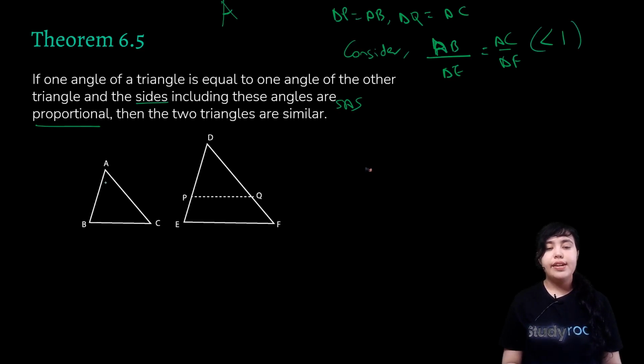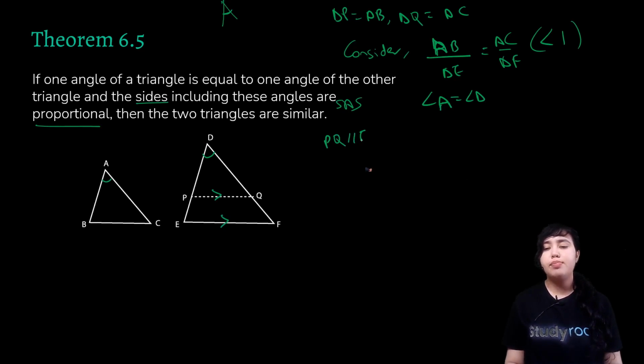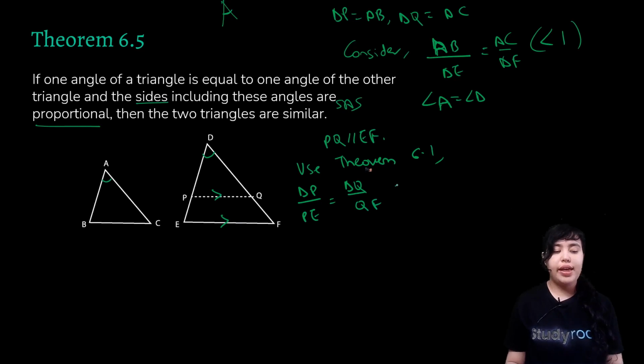Alright. Then take angle A and angle D equal. So far we've taken the proportionality of two sides and the equality of two corresponding angles. Now let's see what we will do with this. From the figure itself you can make out that PQ is parallel to EF. So what you can use is the basic proportionality theorem, theorem 6.1, and that will tell you that DP upon PE is equal to DQ upon QF.